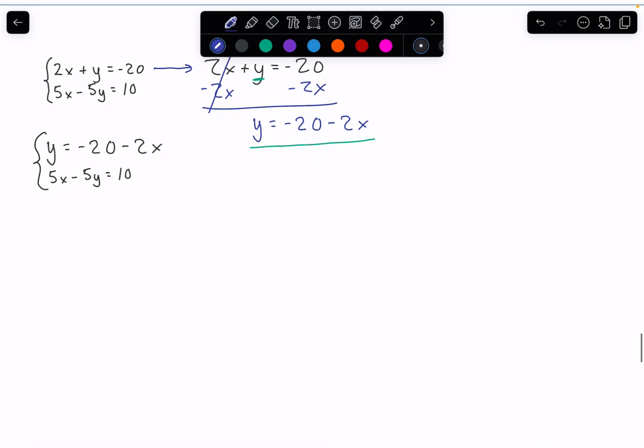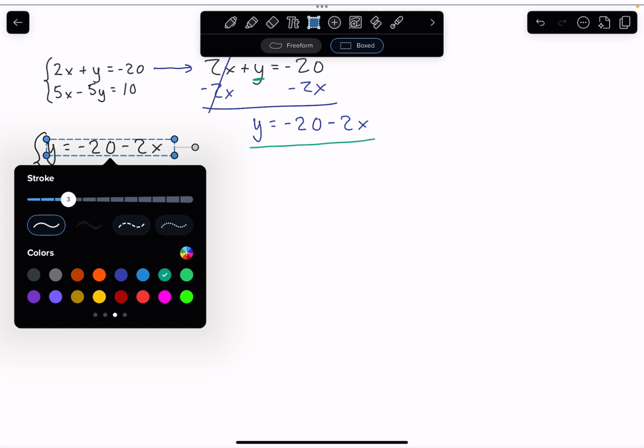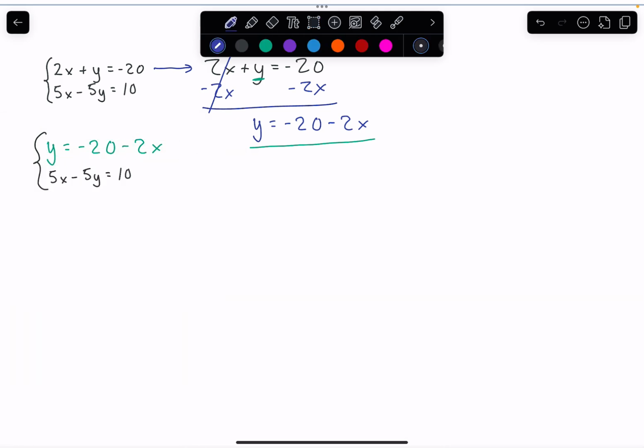All right, so now from here, it's just like the last equation, like the last practice problem, right? You're going to plug in, you have this green equation right here. There we go. And you're just going to substitute it into your other equation, 5x minus 5, except we plug in y, we plug y in right here, so -20 minus 2x. And that is equal to 10.